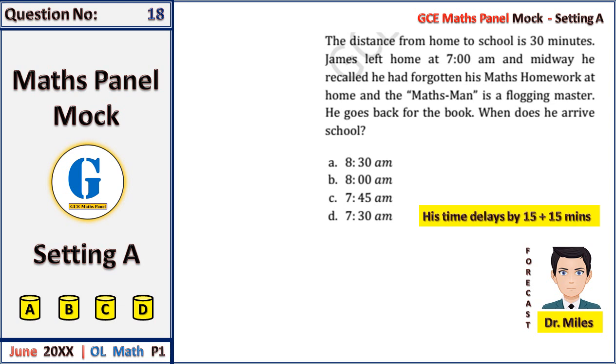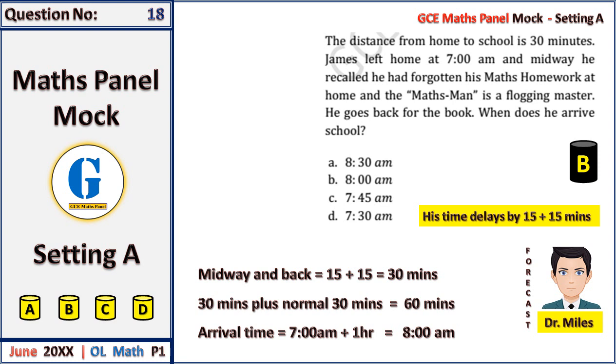So his time actually delays by 15 plus 15 minutes, because from house to midway is actually half the time, which is 15 minutes. Then he returns to the house, which is another 15 minutes, so he delays by 30 minutes. Now he has to travel from home to school, which is another 30 minutes. So the total time here will give us 15 plus 15, which is 30 minutes, and the normal travel time, a total of 60 minutes. So he finally arrives at school at 8 a.m. That's 7 a.m. plus an hour.